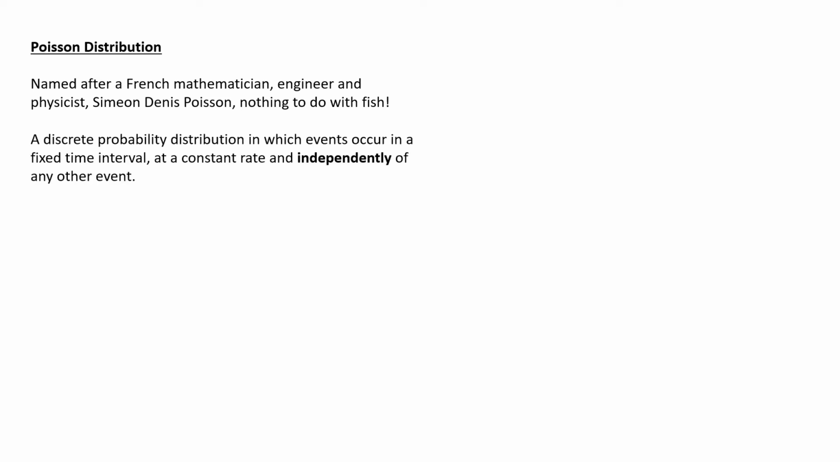So it's a discrete probability distribution, discrete insofar as it only takes certain values, and typically those values are the natural numbers, the counting numbers, because it actually counts events that occur. You can't have 1.8 events occurring, and these events will occur in a fixed time interval at a constant rate, and they must be independent of any other event.